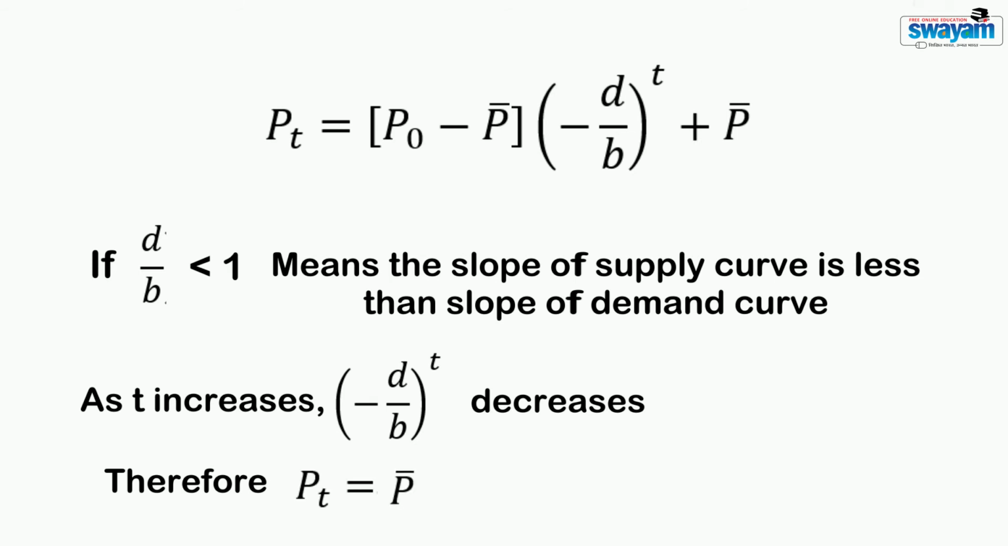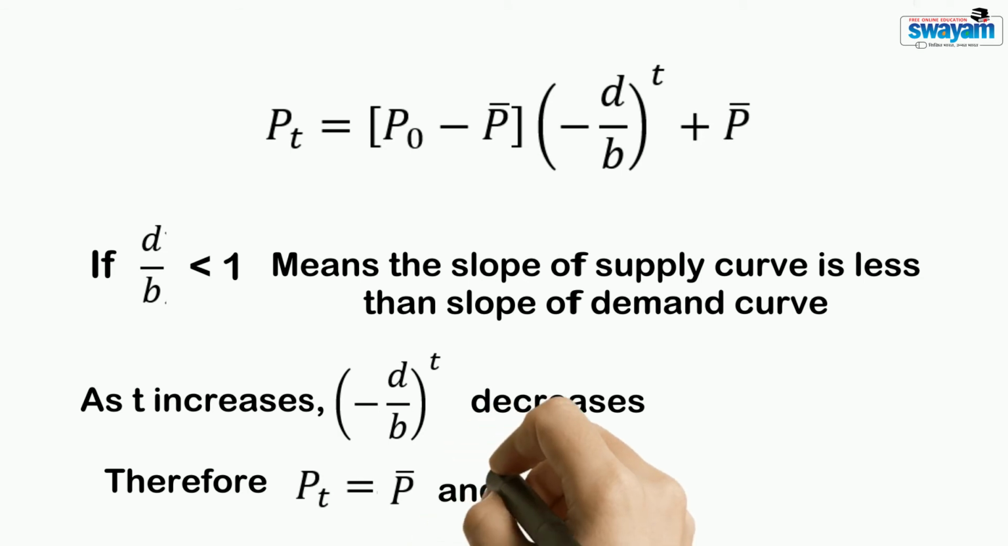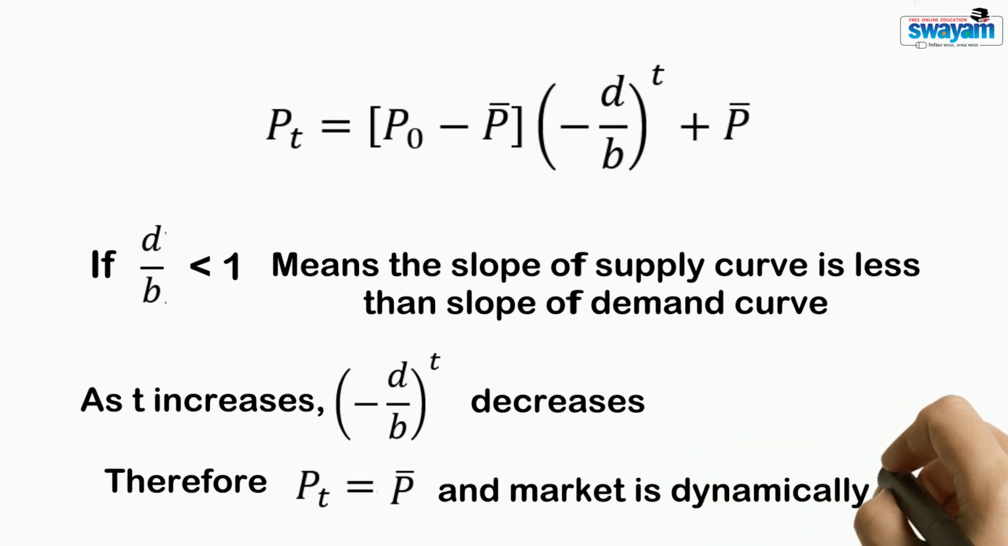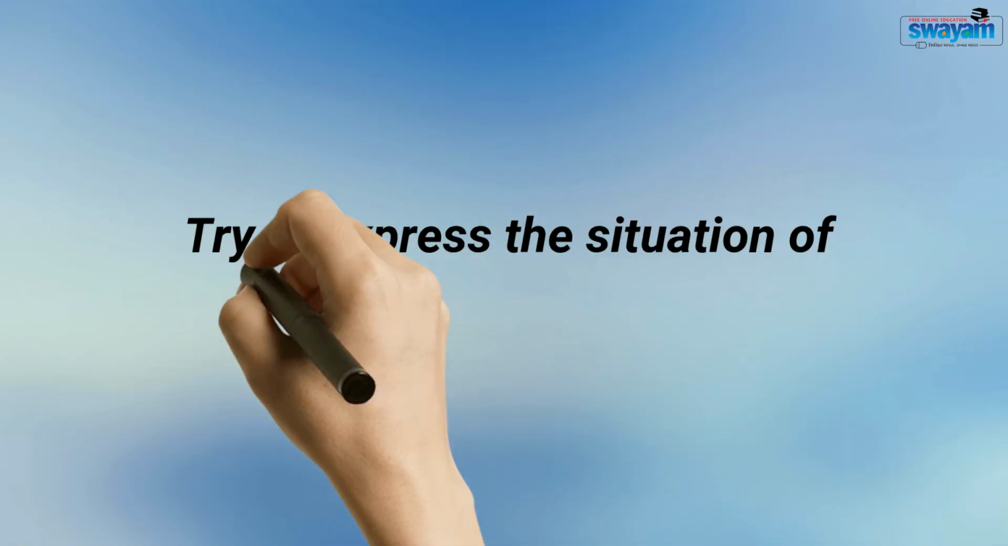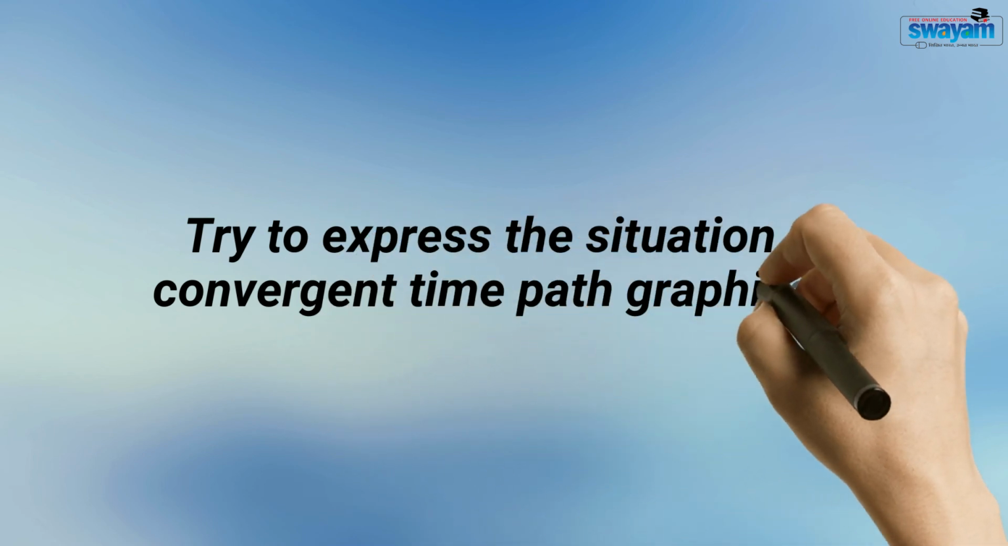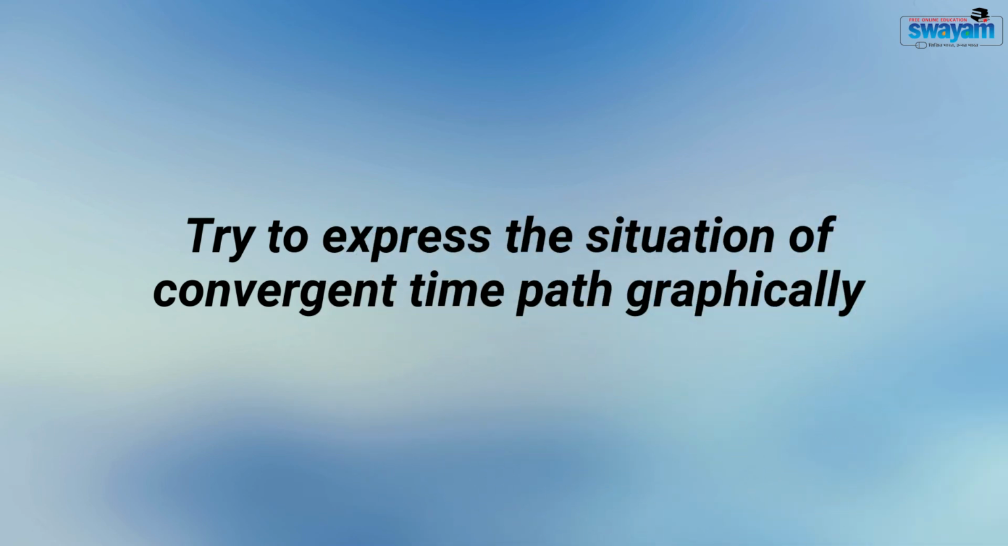This shows that if the slope of the demand curve is greater than the slope of the supply curve, the time path of price moves towards the equilibrium price and is said to be convergent, or the market is said to be dynamically stable. Can you explain the situation of convergent time path graphically? Try it.